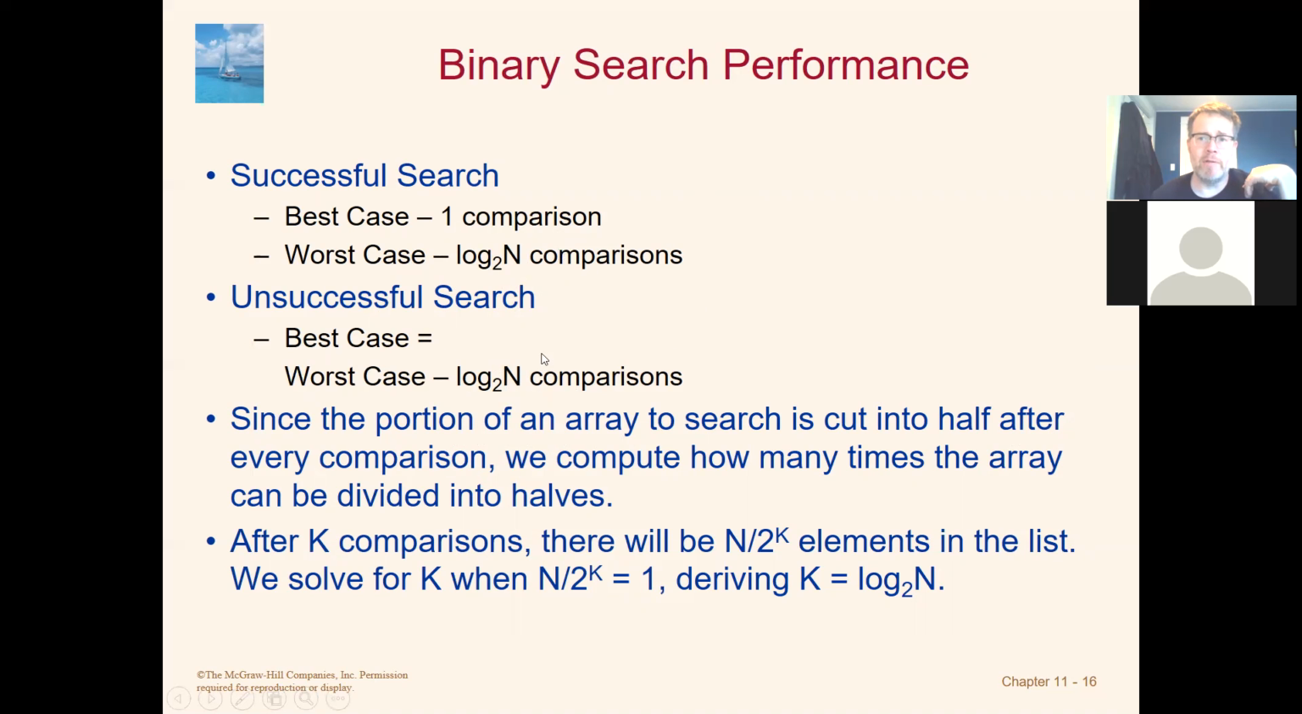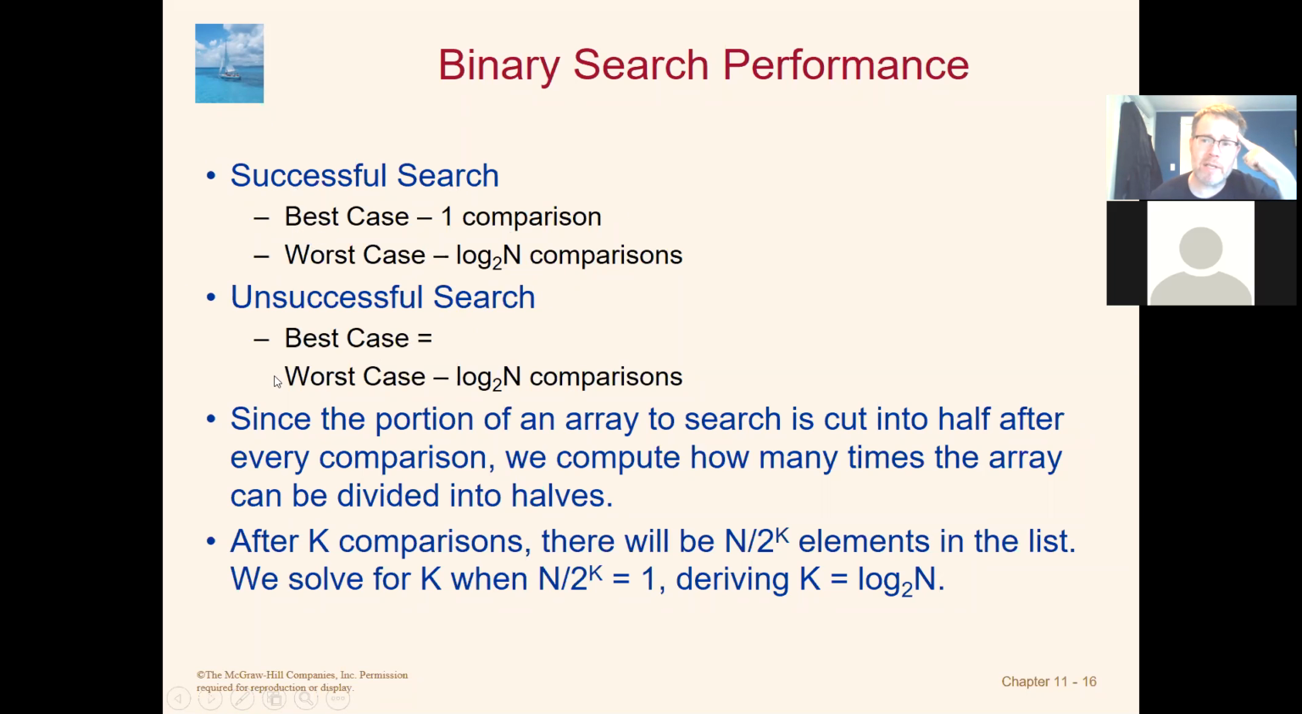And for every multiple of 1,000, right, every factor of 1,000, we add on another 10 steps. So 1,000,000 is 1,000 thousands. It would require 20 comparisons. 1,000,000,000 is 1,000 millions, so it would require 30 comparisons. Successful search is much, much faster.